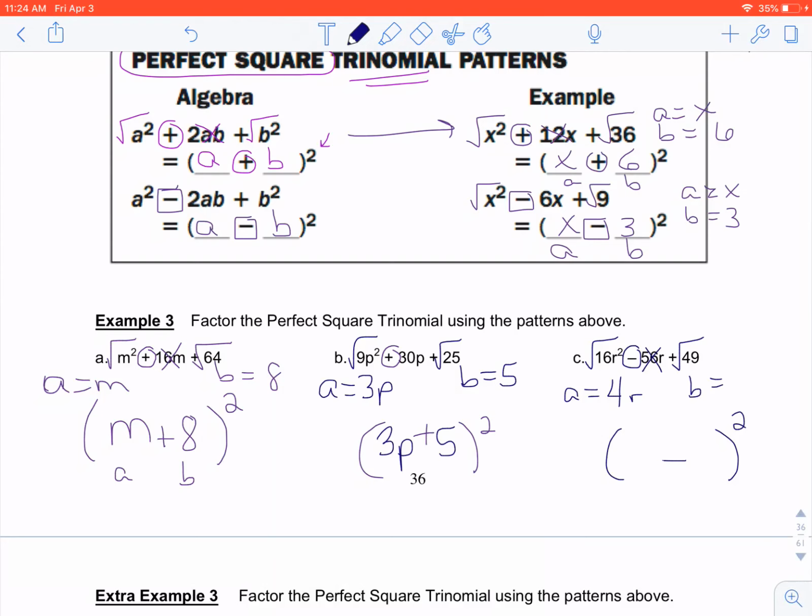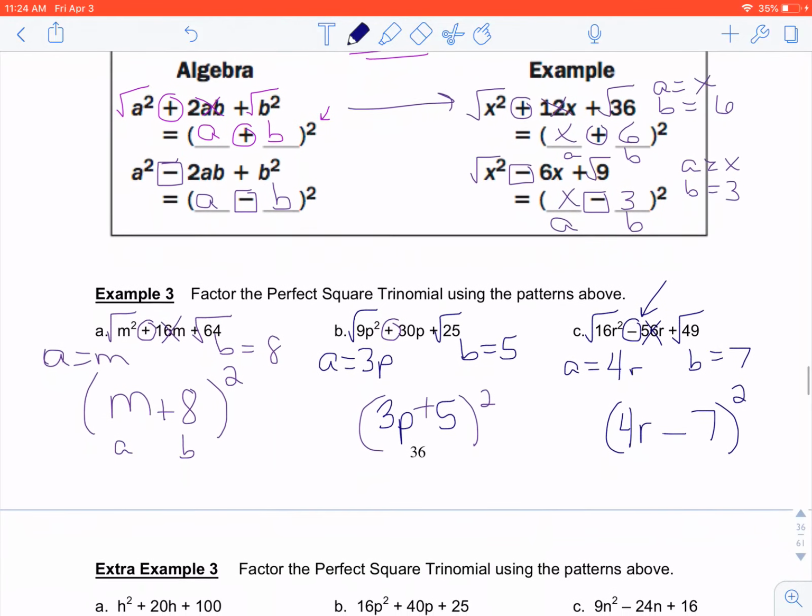Square root of 49. 7 times 7 makes 49. So 4r minus 7. It's a minus because of the minus in the middle of the problem. That's the only thing that middle number does for us. It tells us if it's supposed to be a plus or a minus.